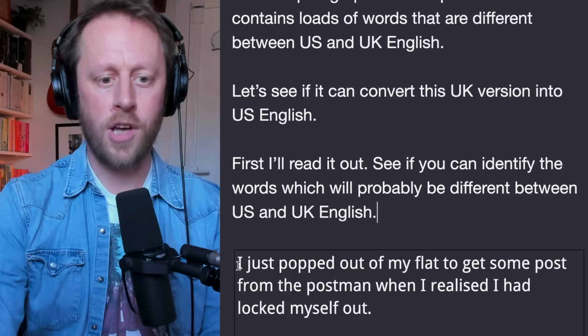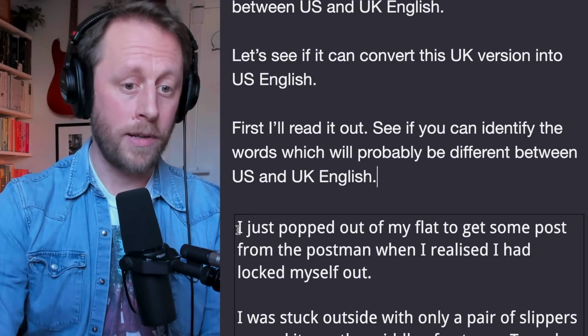First, what I'm going to do is I'll read it out. I'll read out this kind of stupid, meaningless story about someone who gets locked out of their house because they lock their keys inside their house and they can't get back into the house. So I'll read the story to you. Let's see if you can identify the words which will probably be different between US and UK English. Okay? For example, the first line of my story is this.